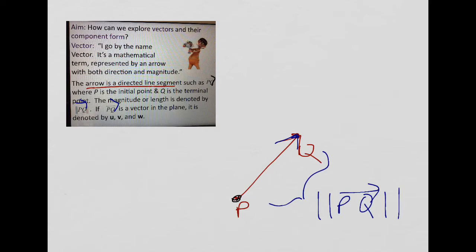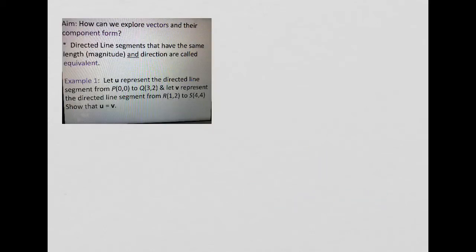If vector PQ is a vector in a plane, it is denoted by, it actually says vector U, vector V, and vector W. Okay, so let's call this one vector U. When you write it, draw the arrow above. Sometimes you see it in textbooks and workbooks, and it's boldface. It still reads as vector just as much as the arrow does. Okay, so the first thing we see at the top is an important note. Please write it down. Directed line segments that have the same length or magnitude. Length and magnitude mean the same thing. And direction are called equivalent.